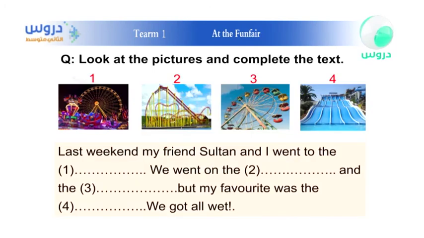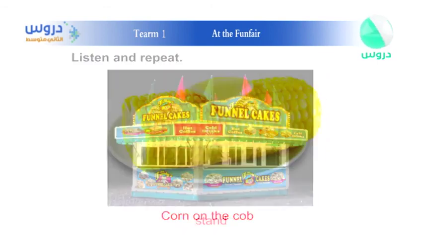Okay, let's take the next. Here we have four pictures. Look at the pictures and complete the text. Number one, two, three, four. We don't have the names of these pictures, we just have the pictures. Last weekend, my friend Sofan and I went to, what do we call this? Number one? You can use your marker, Ms. Suhaila, and write your answer here. You don't know? Just try. Let's go back and see.